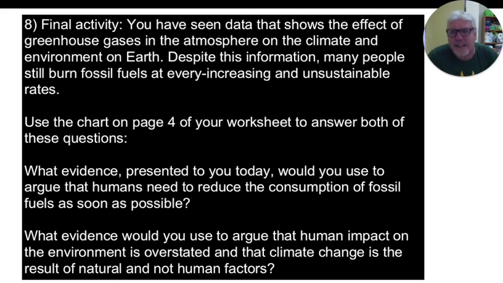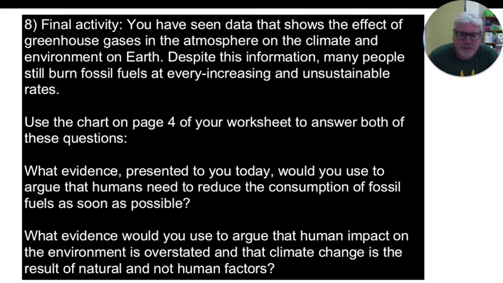Okay, our final activity. We've gone over a lot of information, and this is the last question on page 4 of your worksheet, okay? You've seen the data that shows the effect of greenhouse gases. Despite this information, many people still burn fossil fuels at ever-increasing and unsustainable rates. So use the chart on page 4 to answer both of these questions. On the left side, what evidence presented to you today would you use to argue that humans need to reduce consumption of fossil fuels as soon as possible?